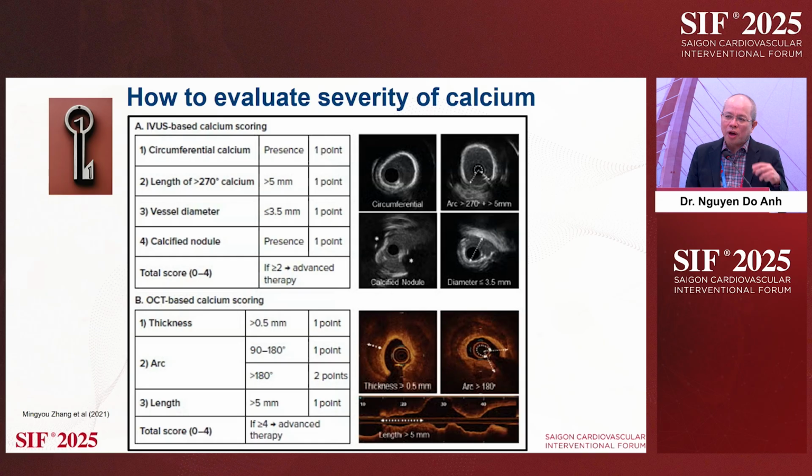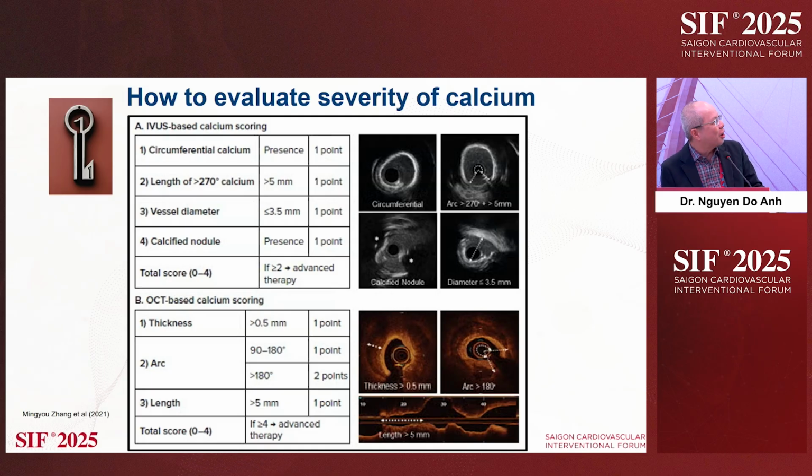I think that all of you are very familiar with PCI. Performing PCI with coronary angiography only, but actually we all know that using angiography to assess calcium is like trying to judge an object just by its shadow. I think it's not very reliable. So I wonder how many of you trust the angiogram before you trust your imaging.